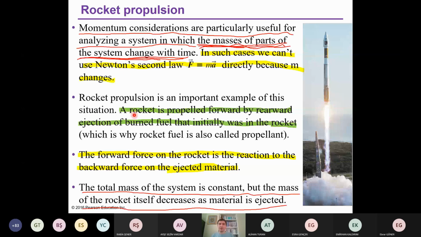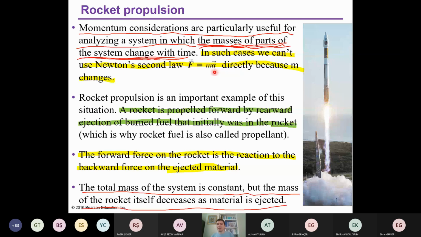So in Newton's second law, we have used this rule, F is equal to m times a, okay? So if the net force acting on a system is different from 0, then we have m times a on the right side. But what happens if the mass changes? If the mass is not constant?